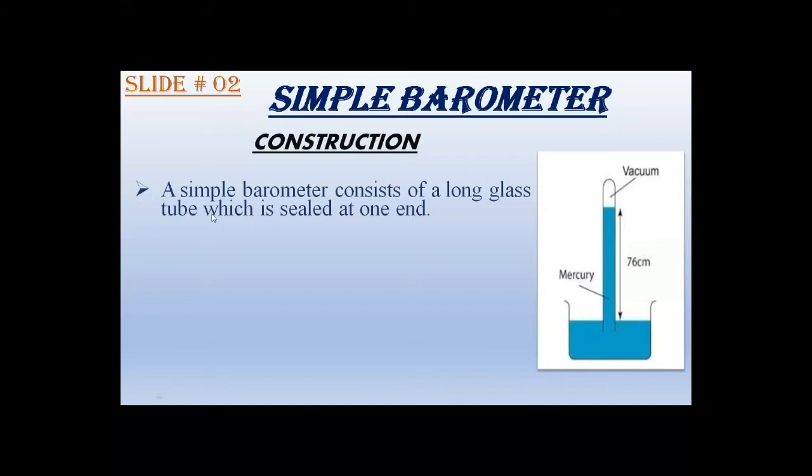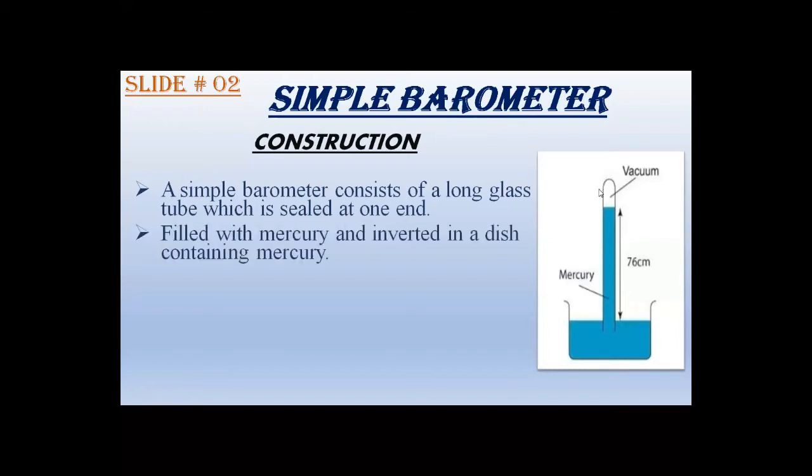A simple barometer consists of a long glass tube which is sealed at one end. This one is the long glass tube. Which end is sealed? This one is the sealed end.